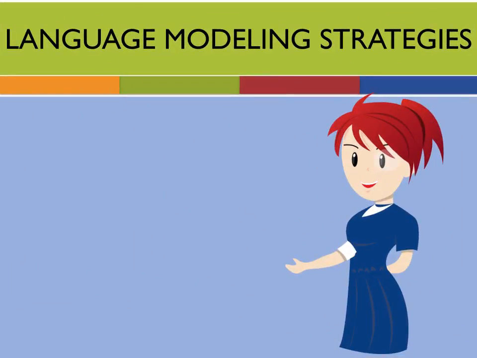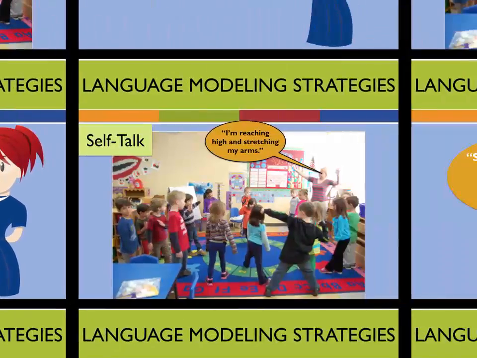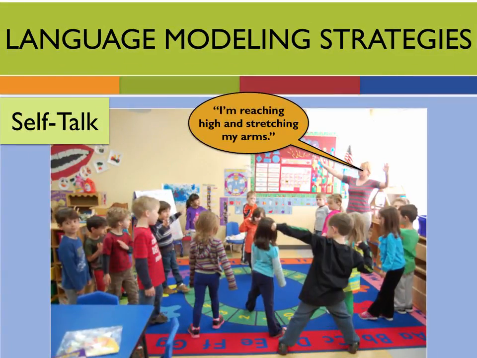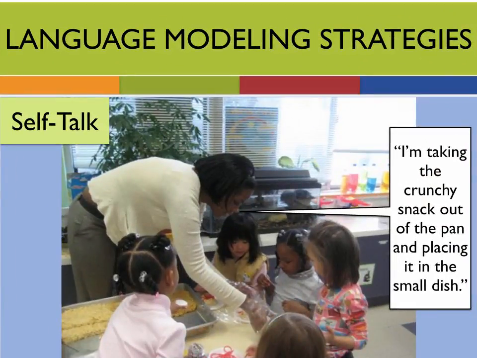In addition to using signs and gestures, many other language modeling strategies can support the development of learning and communication for young dual language learners in your classroom. These include self-talk, wait time, parallel talk, and conversational turn-taking. As the name implies, self-talk is talking aloud about your actions while the children are engaged in a learning activity. "I'm reaching high and stretching my arms." When you use self-talk, you give children the chance to hear you attach meaning to your actions. "I'm taking the crunchy snack out of the pan and placing it in the small dish."